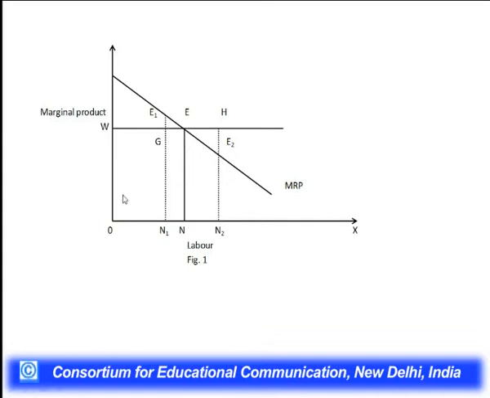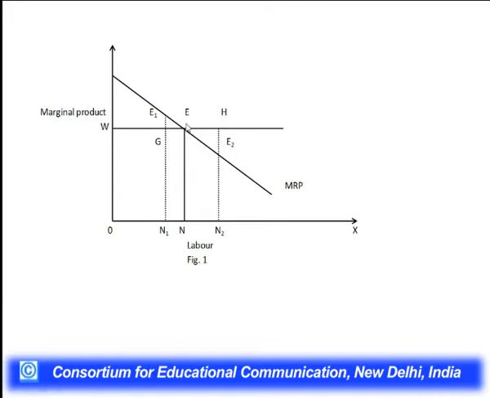And if it employs more laborers, ON2, then you see here at this level, N2H is the wage rate, while marginal revenue productivity is N2E2. So marginal revenue productivity is less, wages are more. So this also gives loss to the firm. So the total loss will be E2H. So you see that only E is the point of equilibrium. To the left of it or to the right of it, there are losses to the firm.